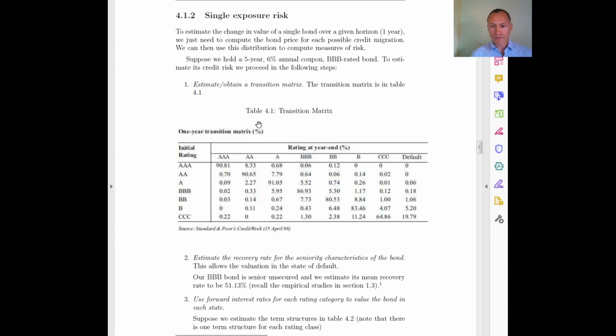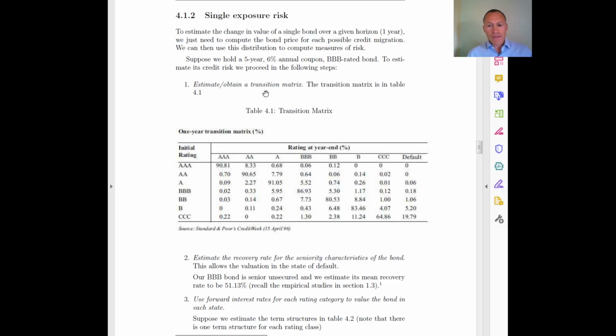Right, so let's start with the first building block, the single exposure risk. Let's say that we want to estimate the change in value that one single bond can have over a given horizon. Let's say it's 1 year. For example, let's suppose that the bond we are trying to value is this 5-year, 6% bond that today has a BBB rating. What we want to do in the end is to find out what is the possible price of this bond 1 year from now.